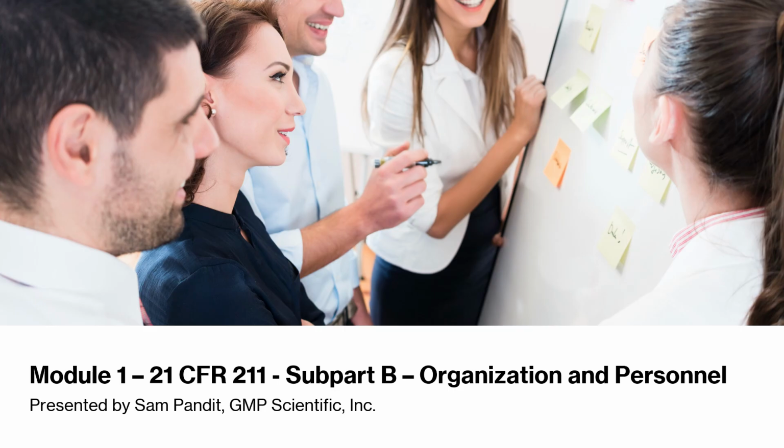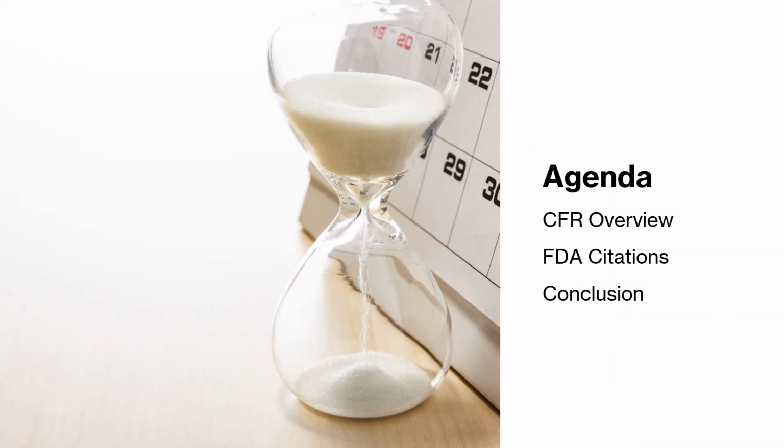This section of GMP focuses on how organizations are structured, who has authority, and how decisions get made. When these basics break down, quality breaks down with them. Here's how we'll spend our time. First, a quick CFR overview. Then we'll walk through the key Subpart B requirements, using FDA inspection examples to show how these citations actually happen. Finally, we'll wrap up with why this subpart consistently shows up in FDA findings.